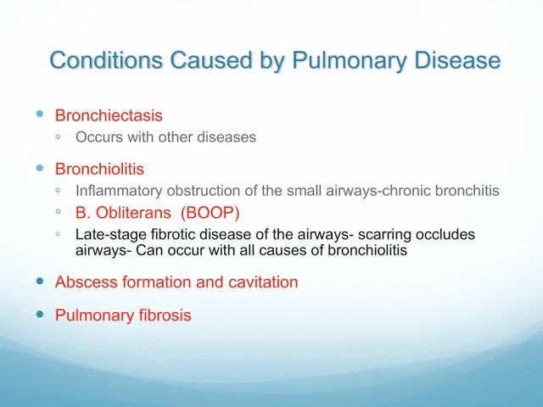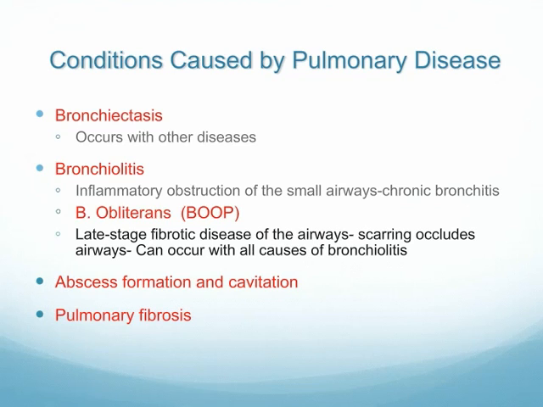This occurs with other diseases, and the problem that occurs is we have problems with our bronchi. We can also have bronchiolitis, which is an inflammation, and possibly obstruction, of small airways, kind of like a chronic bronchitis issue. One particular type is called BOOP, which is bronchiolitis obliterans.